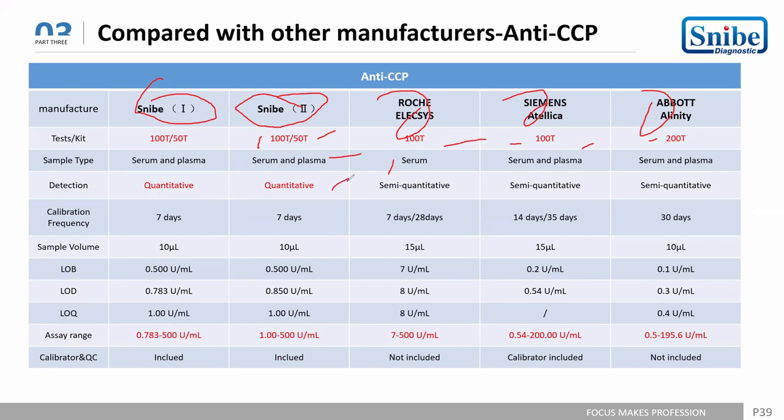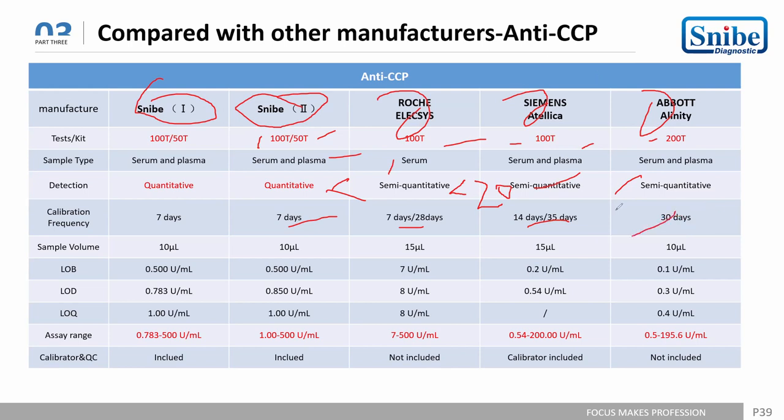We have a quantitative analysis. Roche has a semi-quantitative analysis, and Siemens and Abbott also have semi-quantitative analysis. They have a cutoff value, like less than 20 is considered negative, and greater than 20 is considered reactive or positive, but we have a quantitative analysis in our assays. If we talk about calibration, we have 1 week calibration stability. Roche also has the same. Siemens and Abbott have the privilege of having a calibration of more.